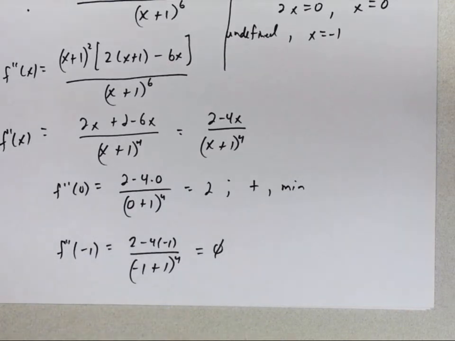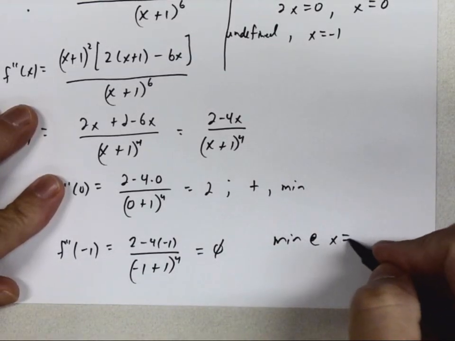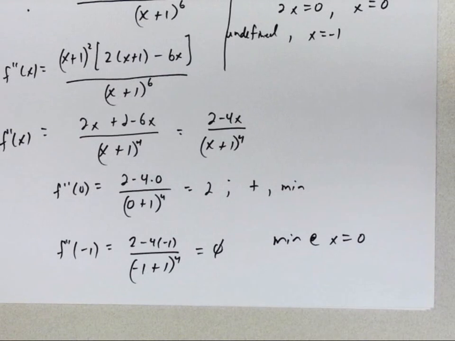So it looks like all I have is a minimum at x equals 0. And that's the answer to the question. All right, a few more problems.